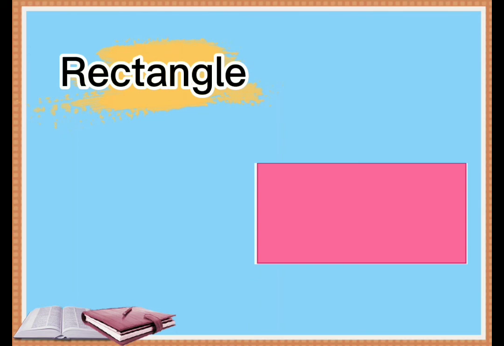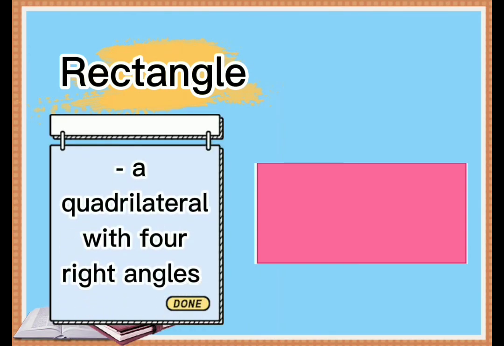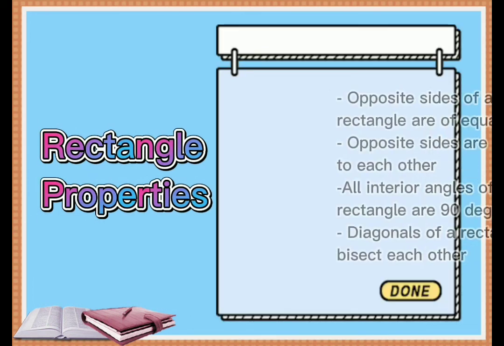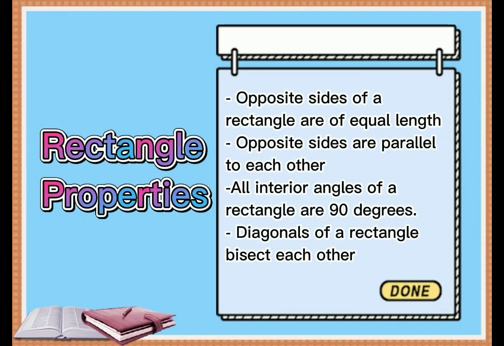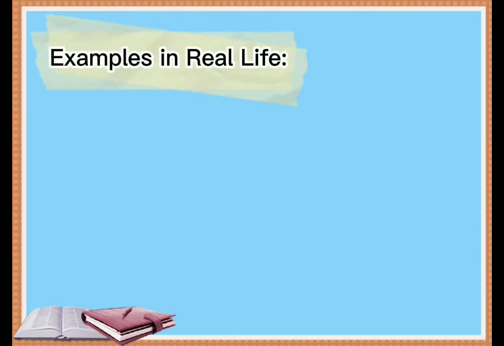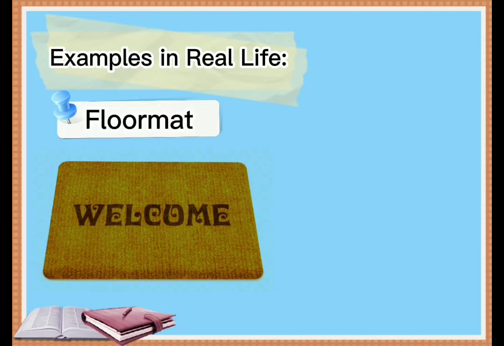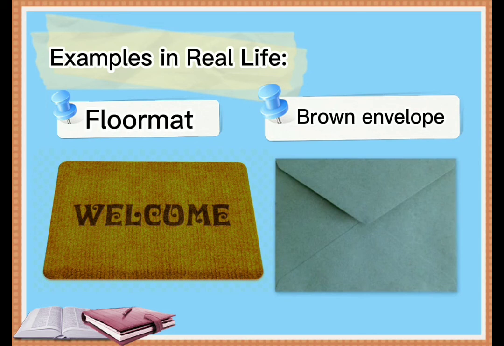Next is a rectangle. A rectangle is a quadrilateral with four right angles. Properties of a rectangle. First, the opposite sides of a rectangle are of equal length. Second, the opposite sides are parallel to each other. Third, all the interior angles of a rectangle are 90 degrees. And last, the diagonals of a rectangle bisect each other. Here are some real-life examples of a rectangle: floor mat, brown envelope, and many more.